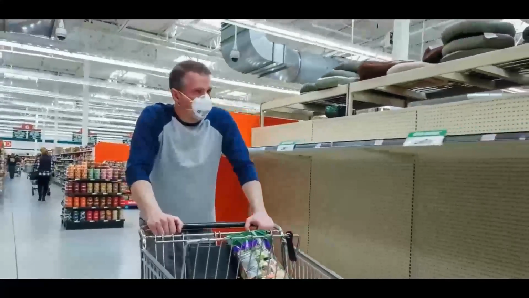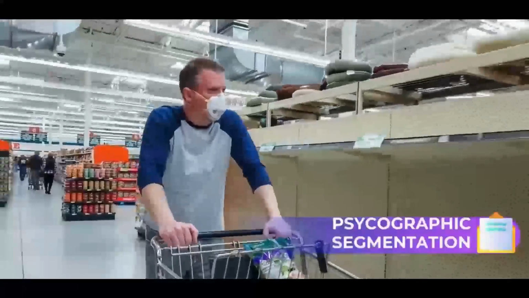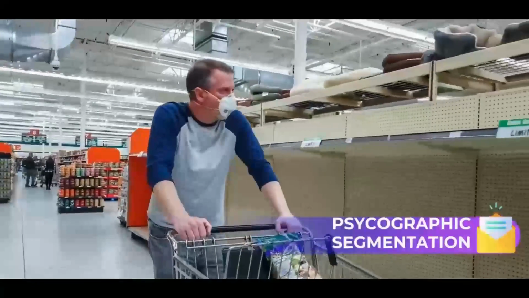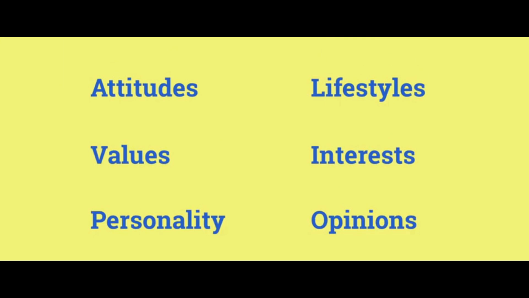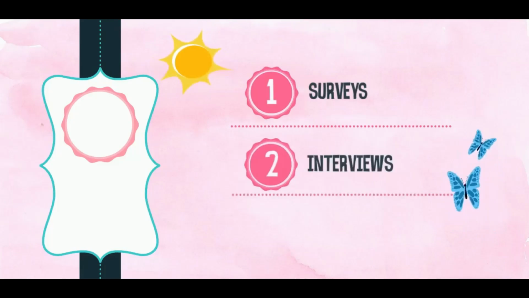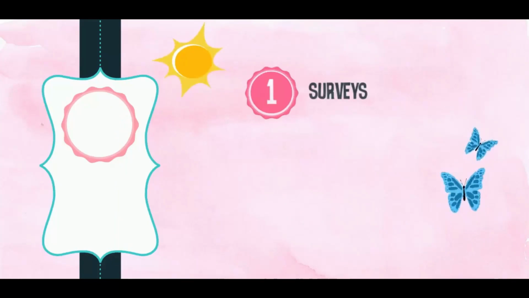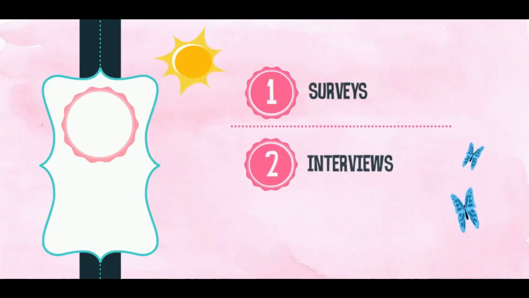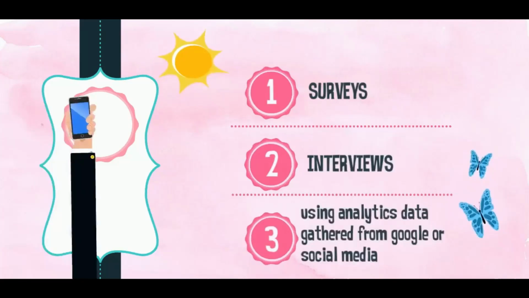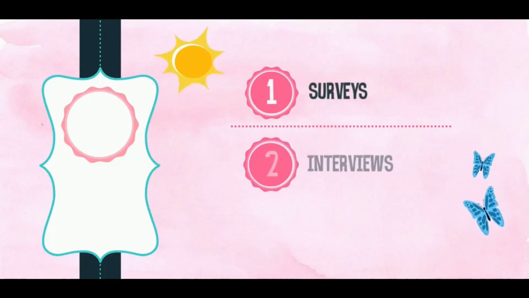Lastly, we have psychographic segmentation, arguably one of the most subjective and difficult to quantify, but also the most valuable. Psychographic segmentation focuses on the user's psychological attributes such as personality, values, attitudes, opinions, interests, and lifestyles. Psychographic data can be collected through surveys, interviews, or most commonly using analytics data gathered from Google or social media, where users often freely reveal personal information like their favorite TV show, their political views, or what they had for breakfast. The benefits of using psychographic data in your marketing strategy cannot be overlooked.